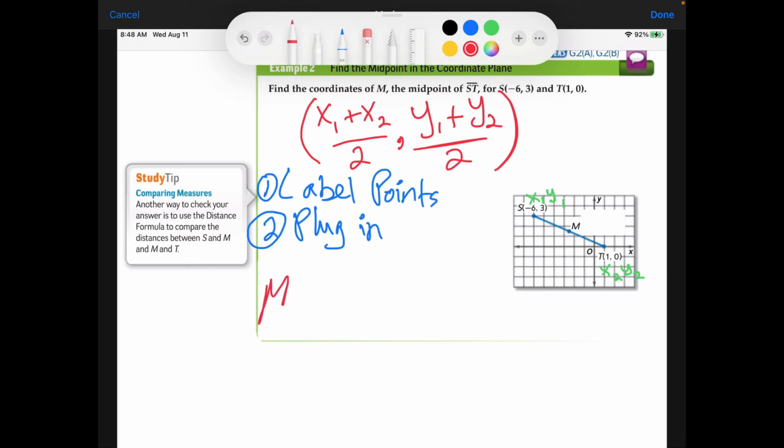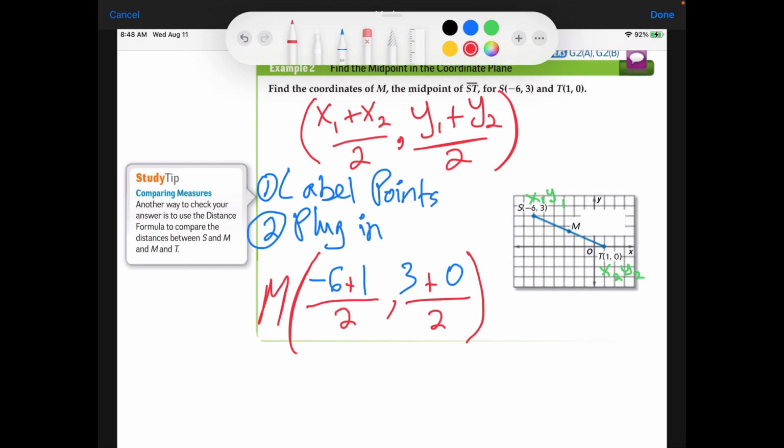So remember, our point M, our formula here has to be the x1 plus x2. My x1 is a -6, and we're going to add it to my x2, which is a +1, and we're going to divide this by 2. We're going to do the same thing for our y values. So our y1 is a 3, and we're going to add it to our y2, which is a 0. All of this over 2. And then we're going to simplify.